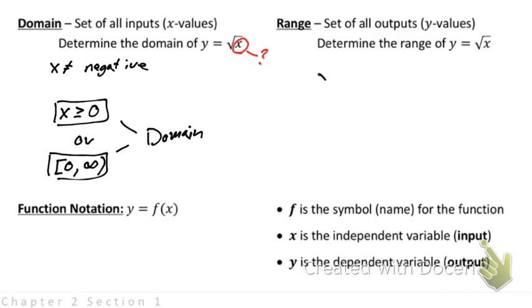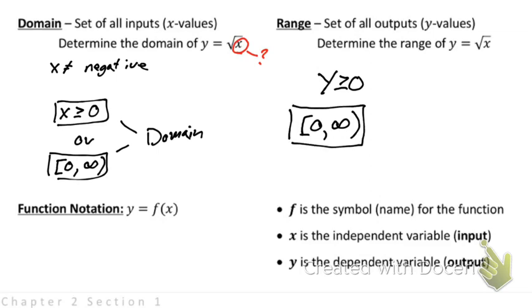Either we can say y must be bigger than or equal to 0, because that's true, or we can just put, and probably more traditional, 0 to infinity. Make sure you're using brackets and parentheses correctly. The 0 is going to have a bracket around it because it can equal 0.